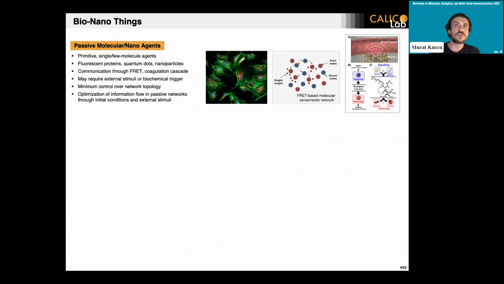But it might be useful to have a classification of what we call bio-nanothings. What tools do we have for IoBNT? I like to divide them into three main categories. The first category is passive molecular agents. These are primitive devices consisting of single or a few molecules, like fluorescent nanoparticles, fluorescent dyes, etc. They are not able to perform active communication or any other function, but they require an external stimulus, an energy source. And once stimulated, they randomly start to exchange some sort of energy between each other.